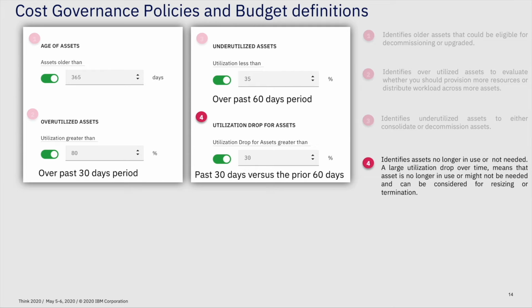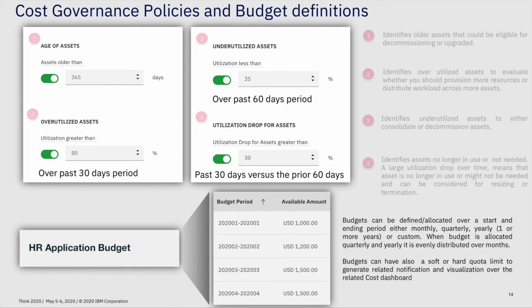There is also a policy that looks for utilization drops over time in order to identify those assets that might not be needed or no longer used, in order to consider if they can be resized or even terminated and decommissioned.